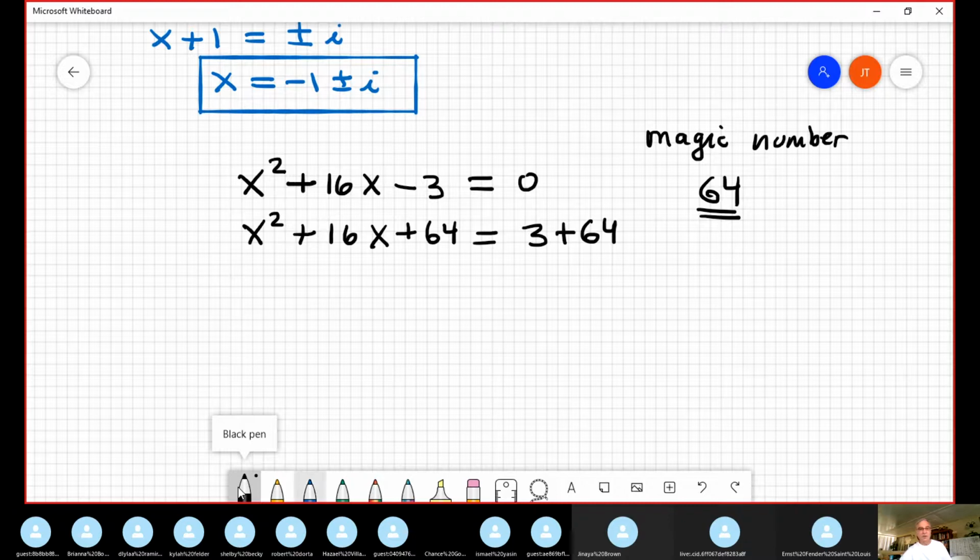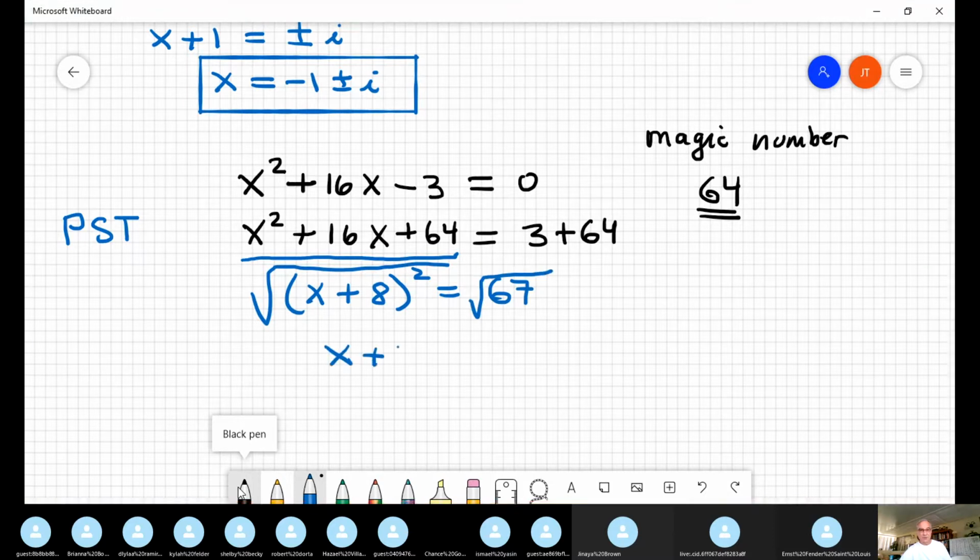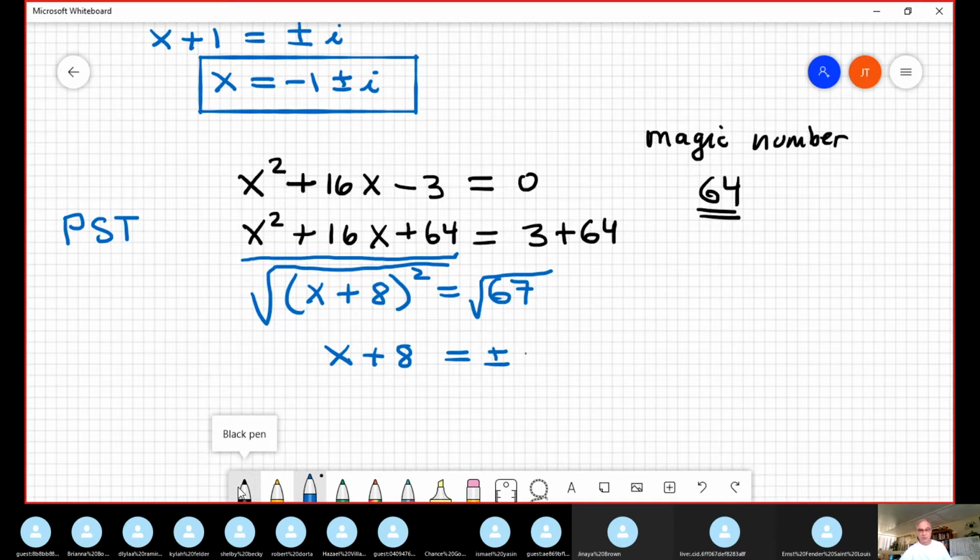Okay, ready. Who helped me with the factorization of this trinomial? One parenthesis or two parentheses? One parenthesis, because I repeat it for you 40 times. It's a perfect square trinomial, and a perfect square trinomial is x plus 8, squared. In the right hand side, we have 67, no? 3 plus 64. Apply square root both sides. X plus 8 is equal to plus or minus square root 67.